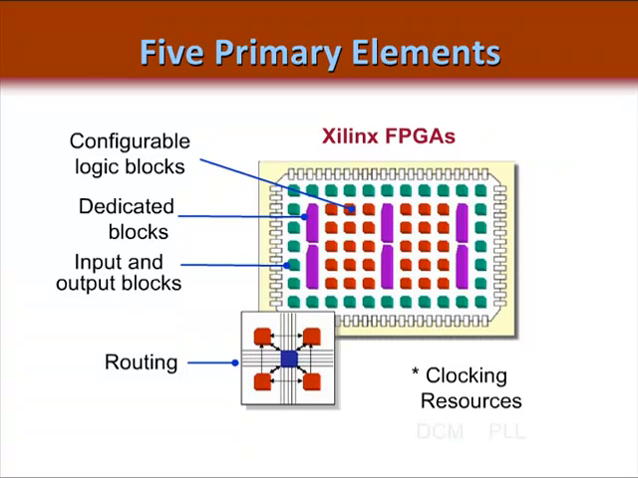Another significant resource is the clocking resources. Virtex-5 includes DCMs, or digital clock managers, and PLLs, or phase lock loops. They also have dedicated routing resources that are used for the distribution of clock signals with minimal skew. DCMs are used for clock signal generation, while PLLs are primarily used for the removal of clock jitter.